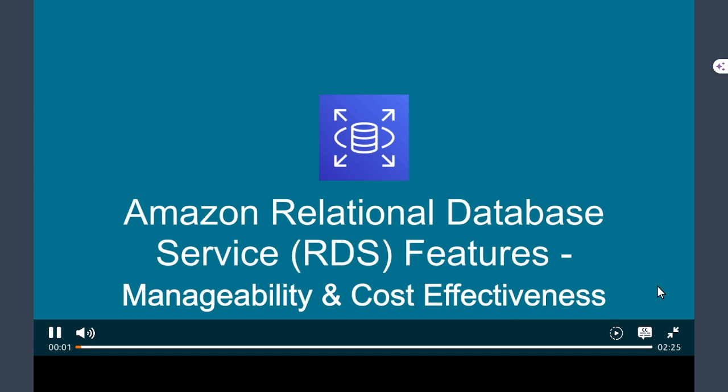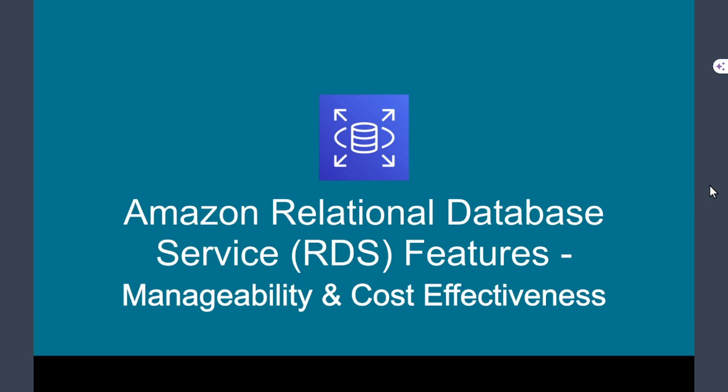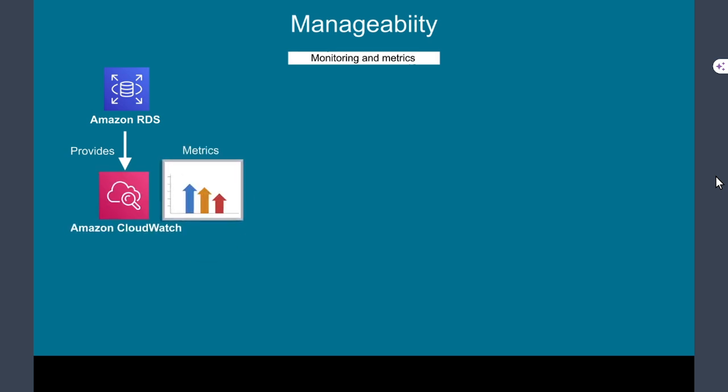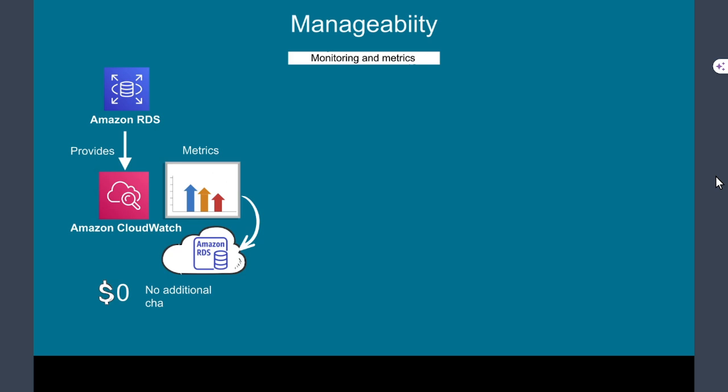Amazon Relational Database Service Features. Manageability and cost effectiveness. Here are the Amazon RDS key features related to manageability. Monitoring and metrics. Amazon RDS provides Amazon CloudWatch metrics for your database instances at no additional charge.